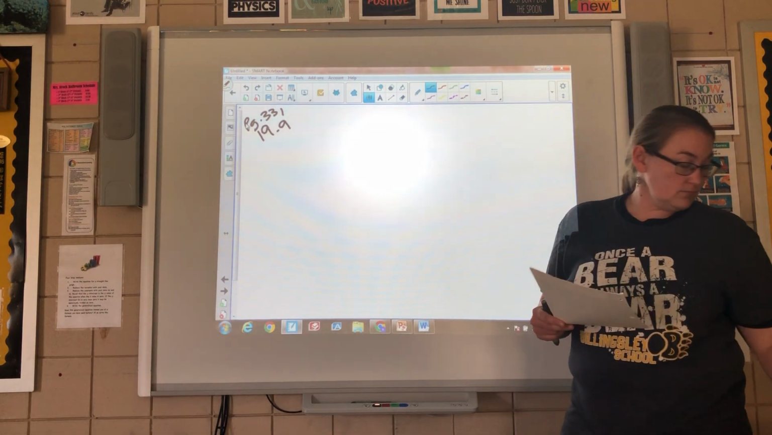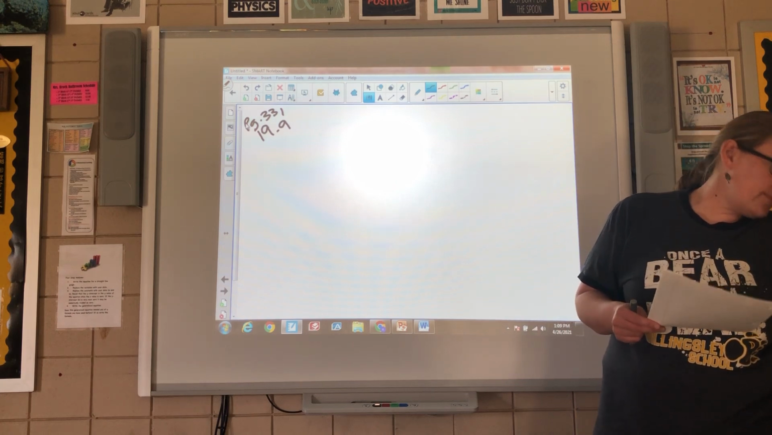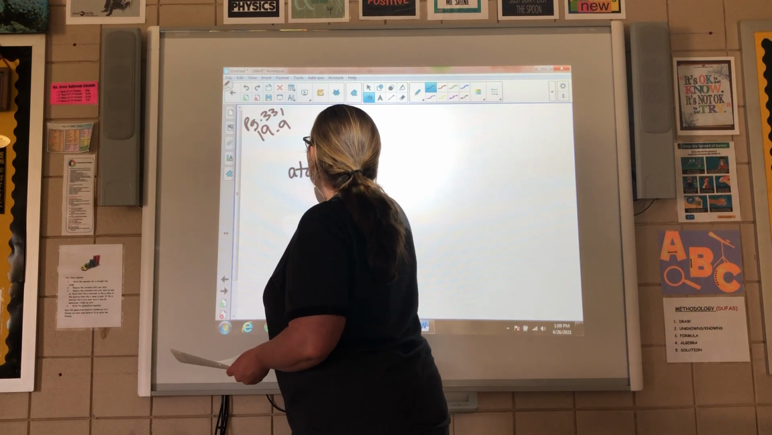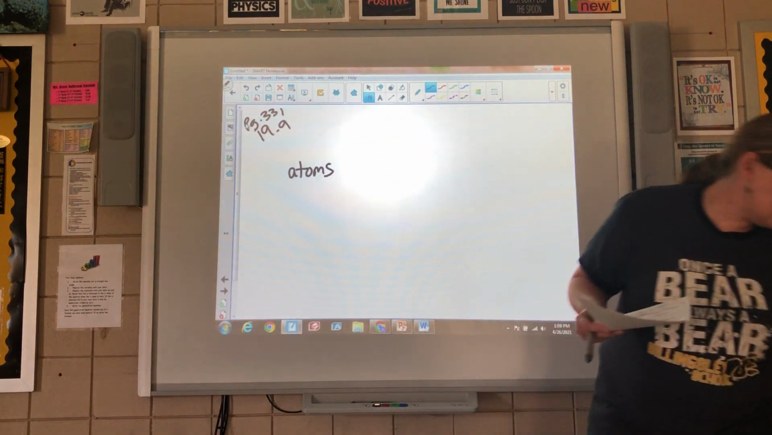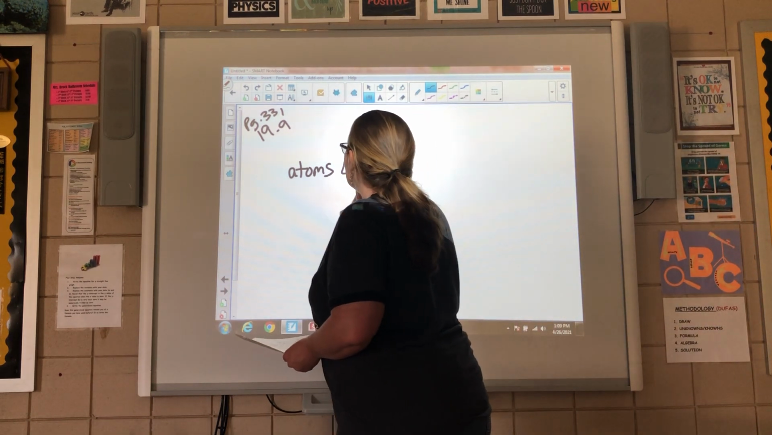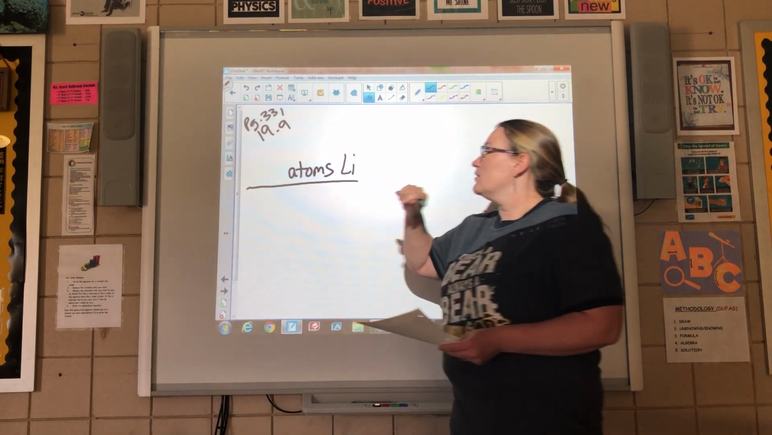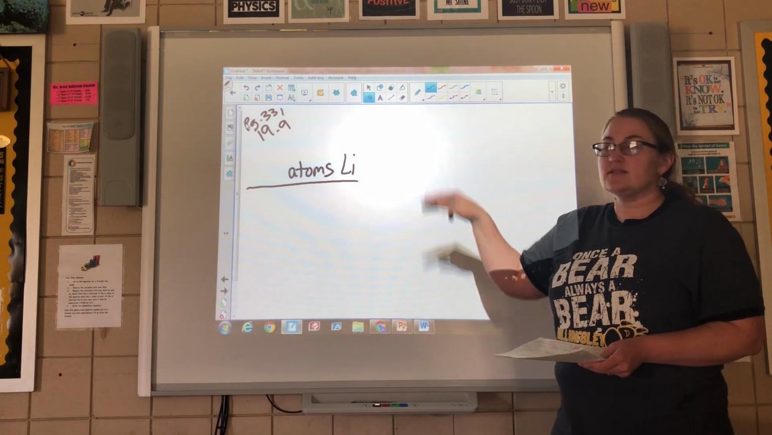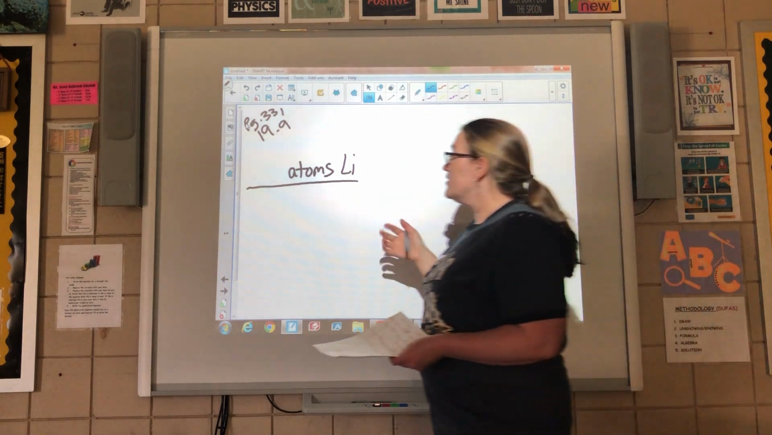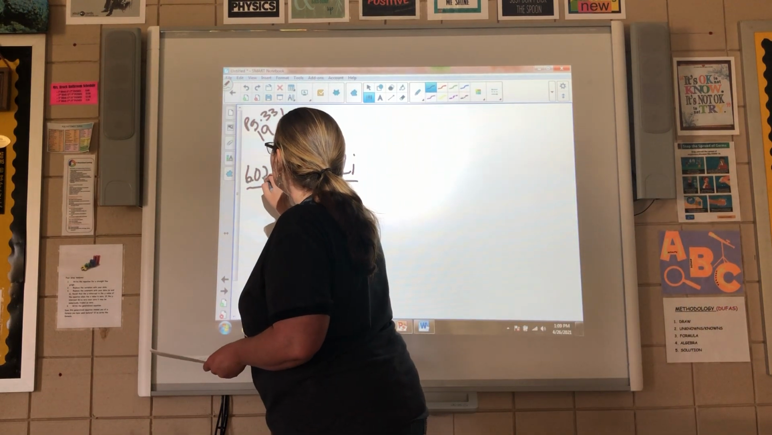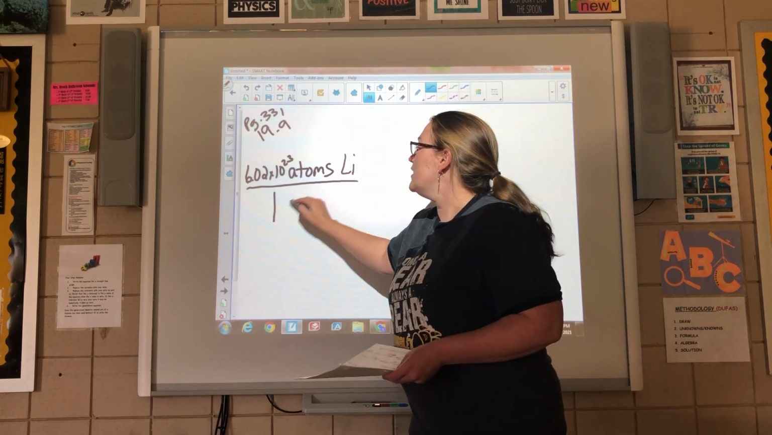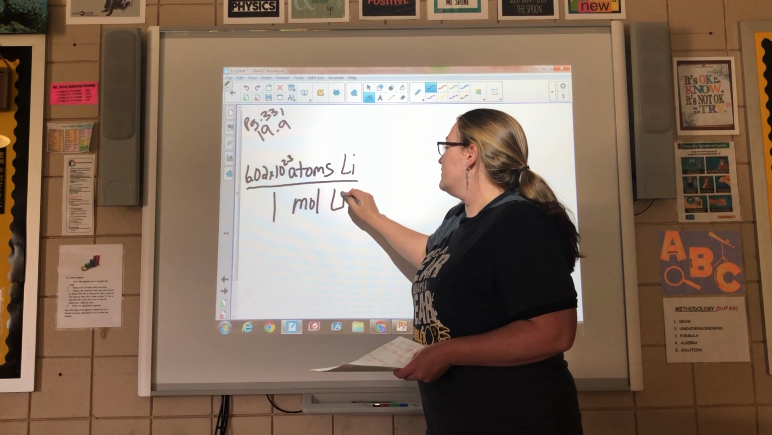So, how many atoms? So I want atoms on top. All right? Atoms. And if I look at number 19, I'm dealing with the element lithium. So I want to know how many atoms of lithium are in a certain conversion factor we have. So I got to think about it. What do I know? I know that there's 6.02 times 10 to the 23rd atoms of lithium in 1 mole of lithium.